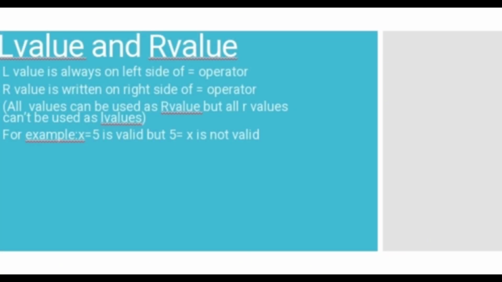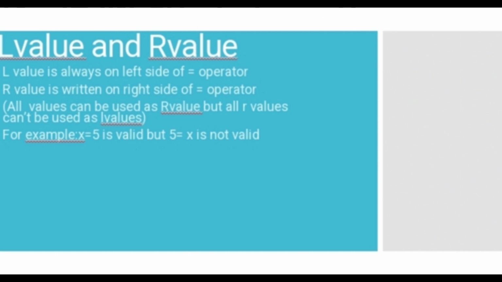The next topic explains the L value and R value. L value is derived from the words left value, and R value is derived from right value. An L value is an operand that can be written only on the left side. It must be single, it cannot be double, because it is used to assign the value. And an R value is an operand that can be written on the right, and it can be two or more.